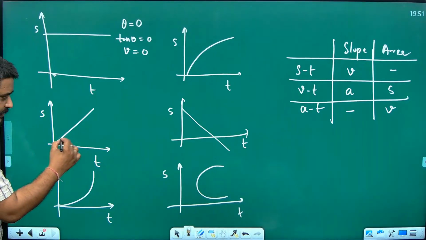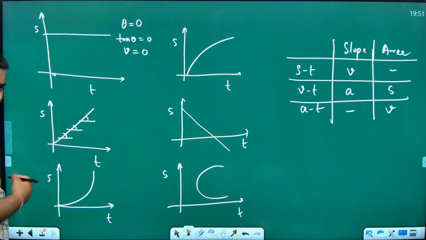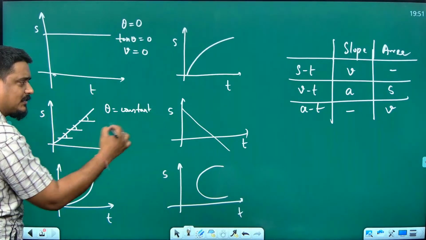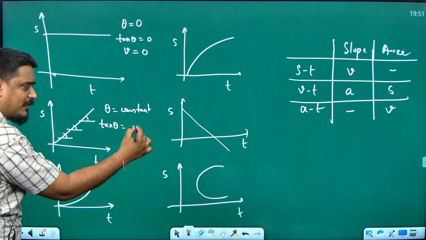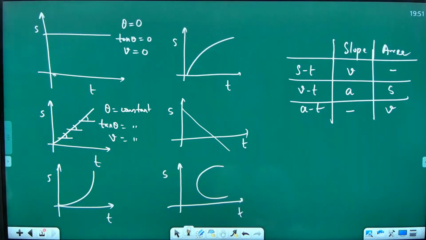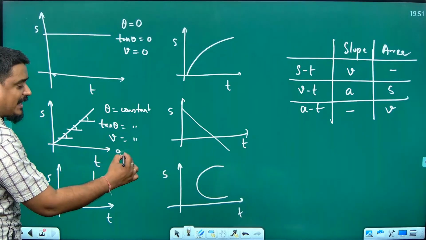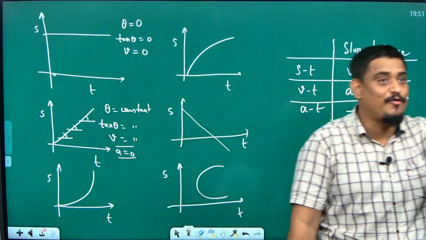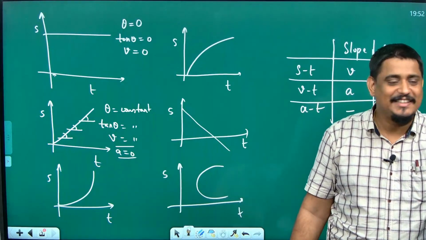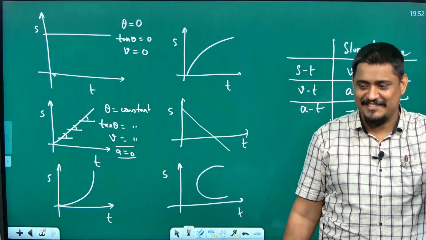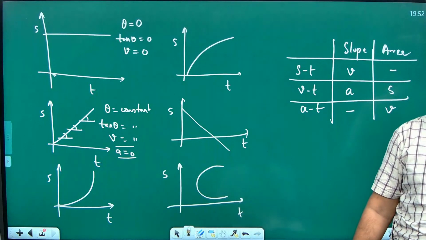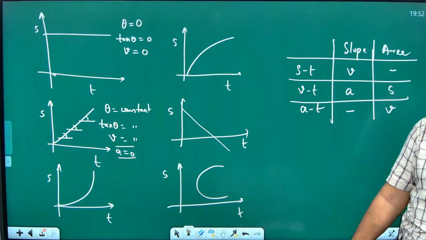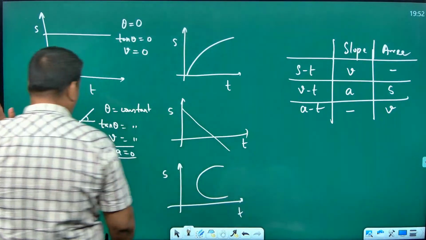Theta remains constant. Do you agree with me? If theta is constant, tan theta is also constant. If tan theta is constant, velocity is also constant. If velocity is constant, acceleration is 0. Do you agree with me? Because acceleration is rate of change of velocity. Velocity remains constant, acceleration becomes 0. Obviously, it is uniform motion, no problem, no doubt in that.